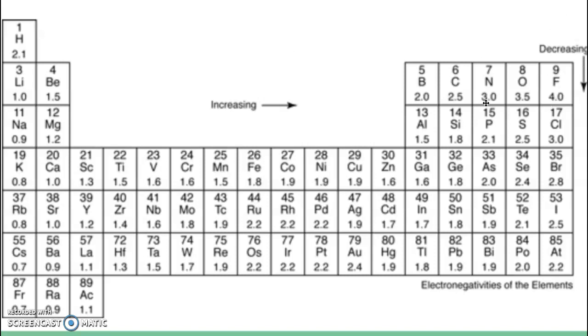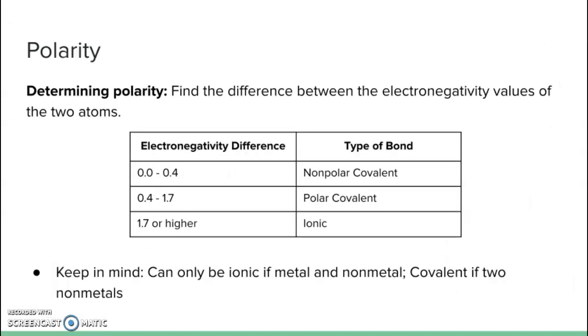All right, so we're going to be using these values, this is in your notes, okay, to support our answers for polar and nonpolar, okay? So when I am determining polarity, what I do is find the difference between the electronegativity values of my two atoms that I'm looking at, all right?